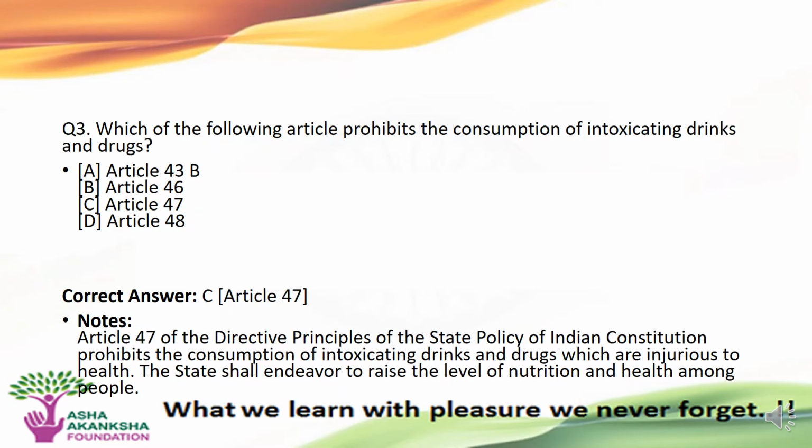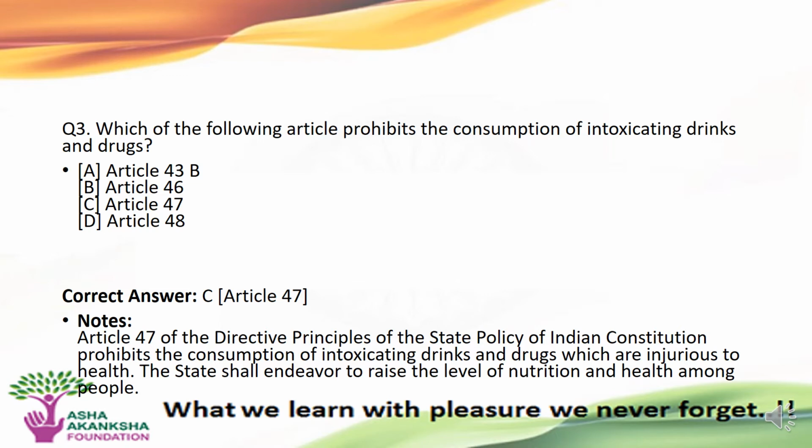The next question is, which of the following articles prohibits the consumption of the intoxicating drinks and drugs? Options are A. Article 43B, B. Article 46, C. Article 47, and D. Article 48. The correct answer is option C, that is Article 47.